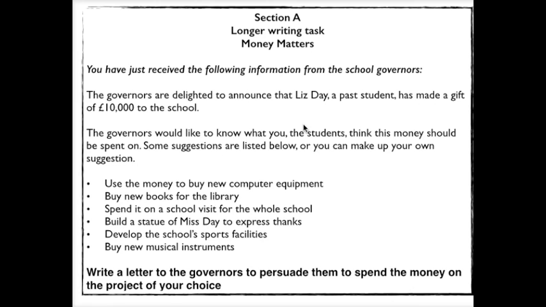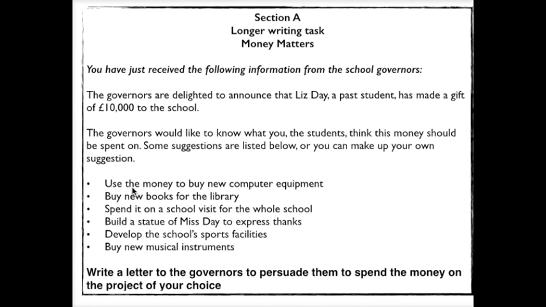The third and final example of a longer writing task, Money Matters. You have just received the following information from the school governors. The governors are delighted to announce that Liz Day, a past student, has made a gift of £10,000 to the school. The governors would like to know what you, the students, think this money should be spent on. Some suggestions are listed below, or you can make up your own suggestion.